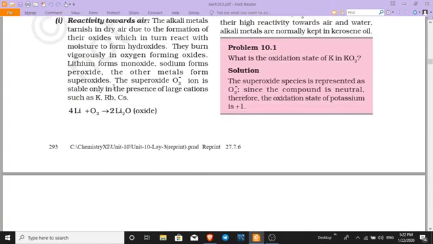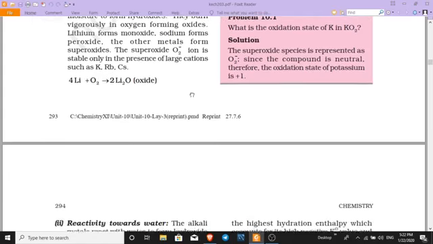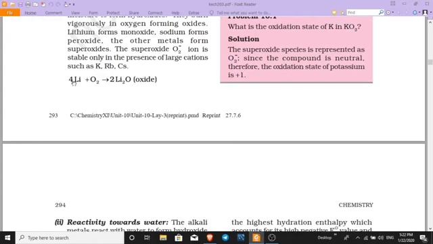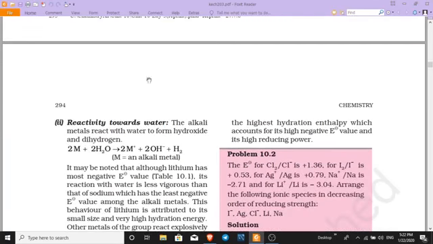Now what is superoxide? The superoxide O2- ion is stable only in the presence of large cations such as potassium, rubidium and cesium. Now there is a reaction given, for example for lithium: 4 atoms of lithium combine with 1 O2, and then it produces 2 Li2O. It means dilithium oxide, that is lithium oxide.